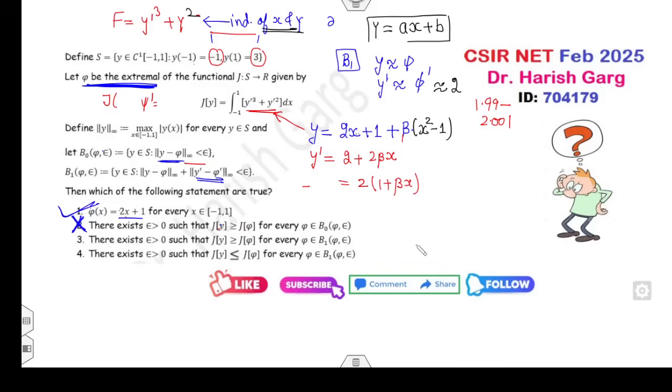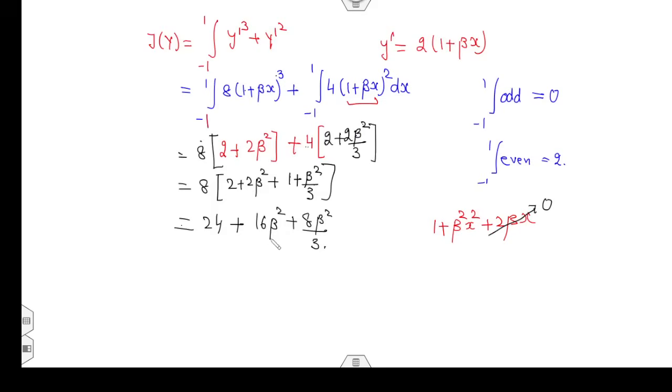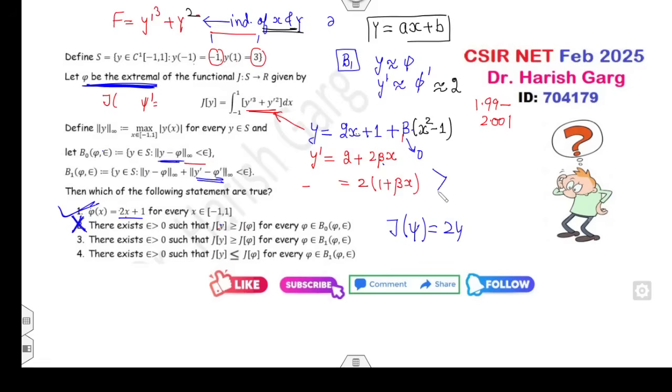Now you can see I also need the J of psi. That number is 24, and the value of beta is near to 0. So whenever beta is near to 0, this number is always positive because of this term. So that number is always greater than 24. 24 is J of psi. Therefore J of y is greater than J of psi. So the third option is the correct option. The fourth option is wrong. A and C are the right answers of this problem.